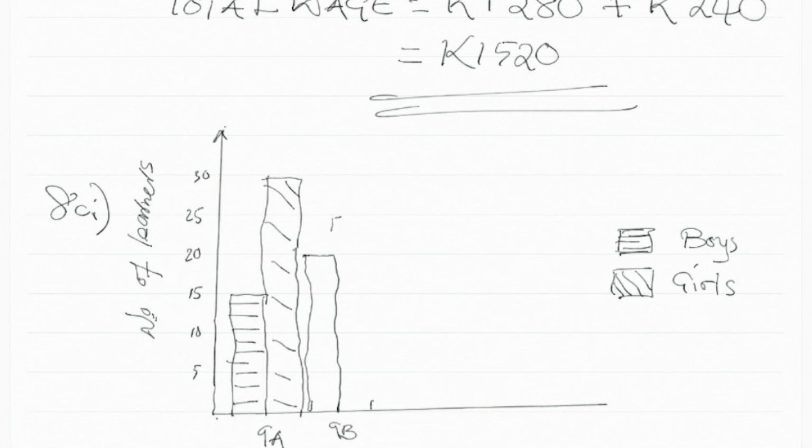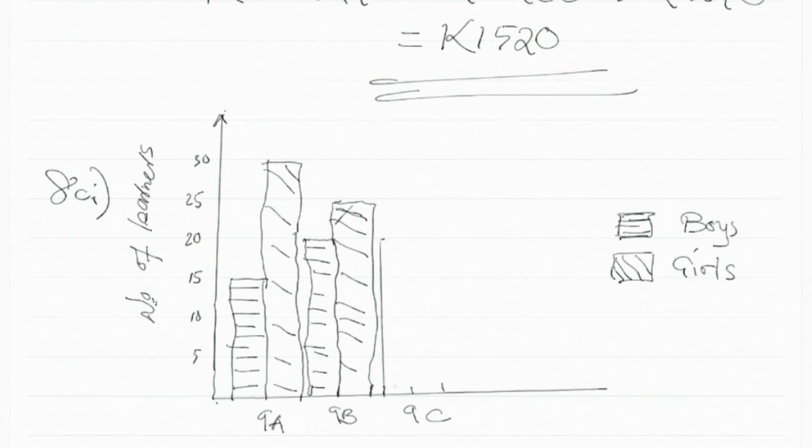Then for 9C, we have 9C there. 9C, how many boys? 20 boys. So you go on the 20 mark there. Then there are 20 boys, 20 girls. There it is. Here, this is for boys. This is for girls. So for 9C, it was 20, 20.